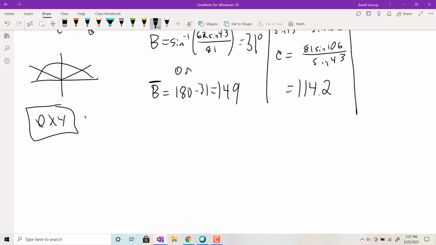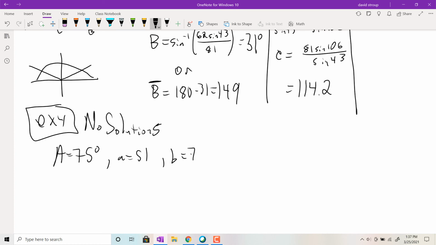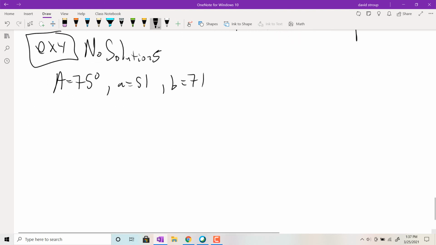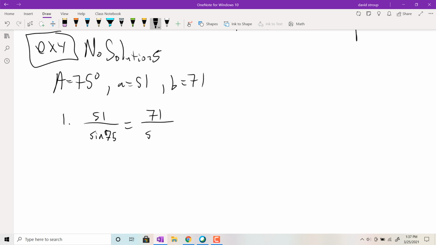So example 4 is this case where you have no solutions, and in particular, let's look at this example. We have big A is 75 degrees, little a is 51, and little b is 71. So again, you're just not able to get the other 2 angles unless you use the law of sines. So we'll start with 51 all over sine of 75. Oops, I butchered that number. On the other side, we'll have to use the b value, 71 all over sine of big B. If you need to draw the picture, draw the picture.